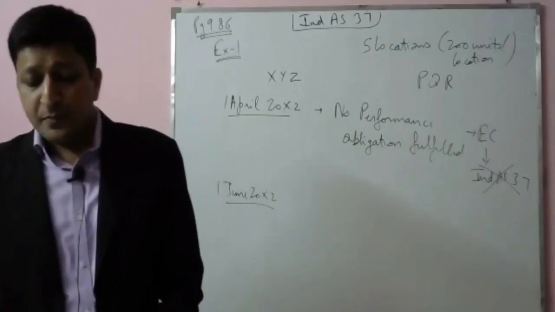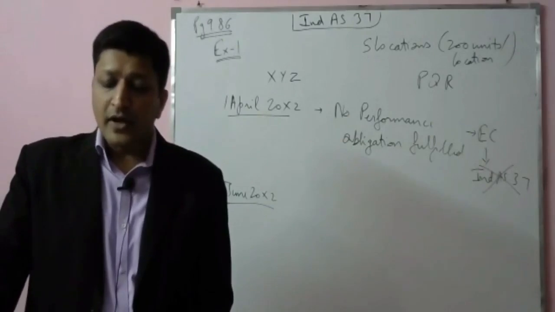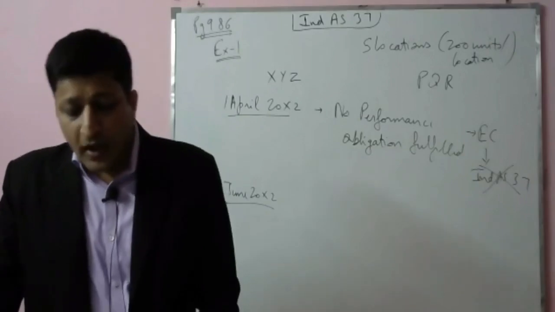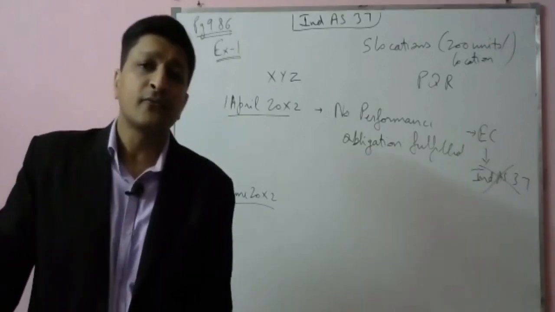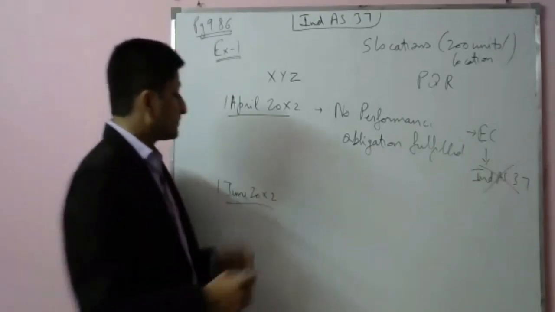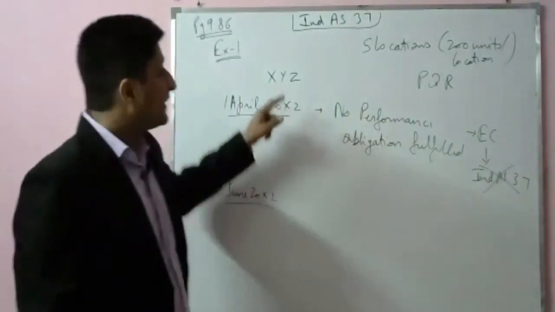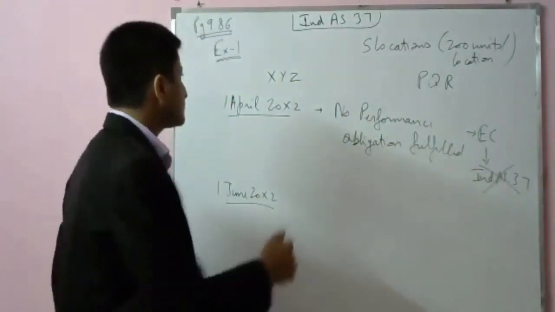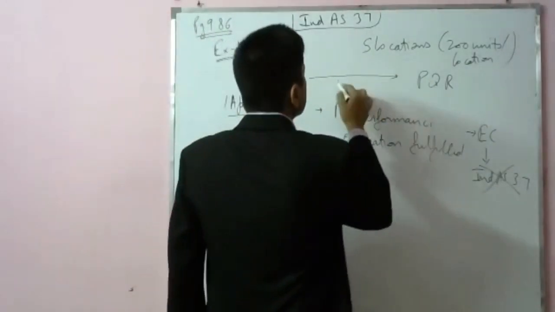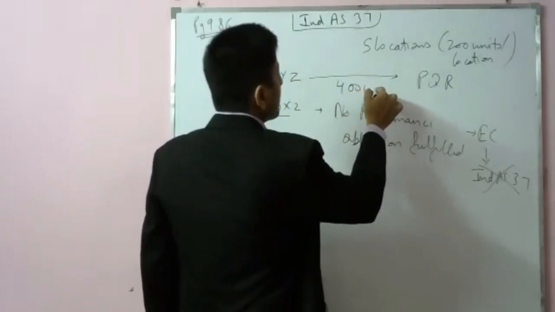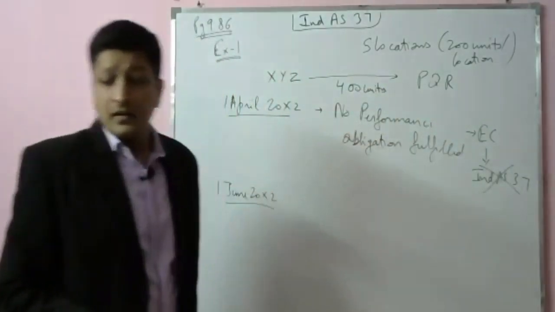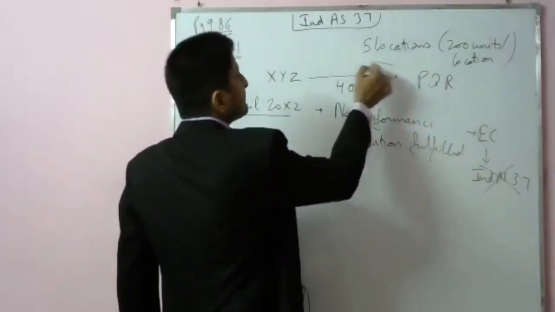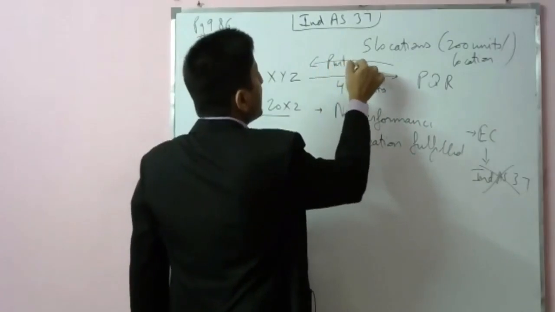XYZ Limited has produced and delivered 400 of the units, and Company PQR Limited has paid in full for 400 units. Now what has happened? 400 units are delivered by XYZ to PQR. And in return, PQR has also paid for 400 units. Payment is done.